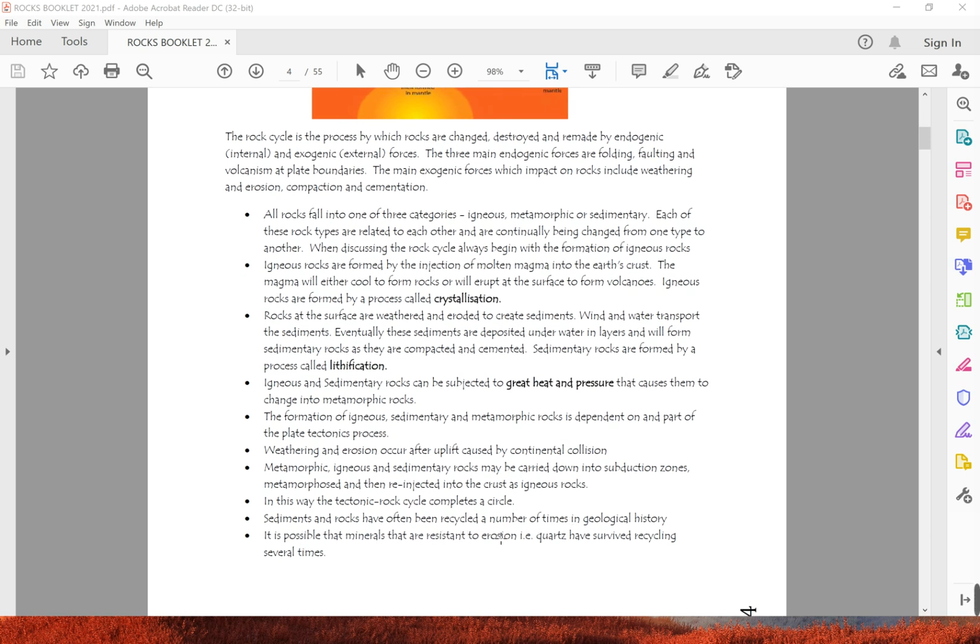Sediments and rocks have often been recycled a number of times in geological history. It is possible that minerals that are resistant to erosion, for example quartz, have survived recycling several times.